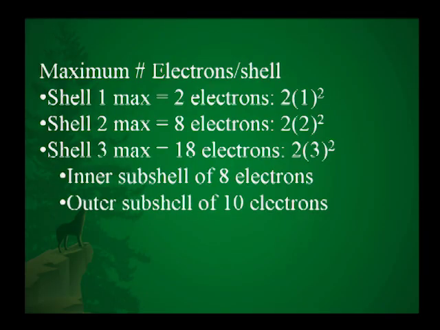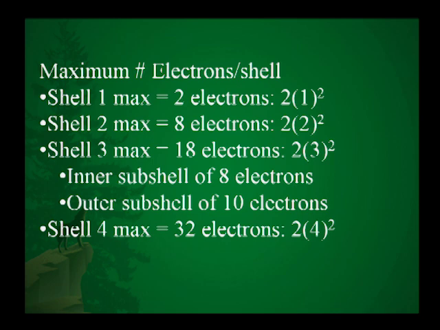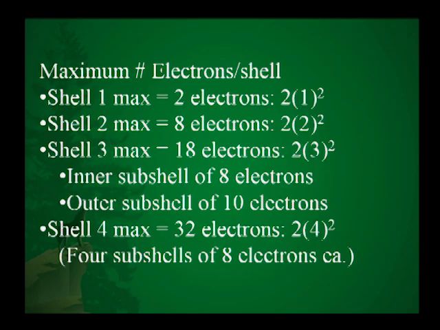For example, shell 3 has an inner subshell of 8 and an outer subshell of 10, and that inner subshell has to fill first, and then we move into the outer shells. Shell 4 holds a maximum of 32, but that's composed of subshells of 8 also, 4 subshells of 8. Again, I would just expect you to know the maximum number in each shell and not necessarily know which ones have subshells, but it does get a little more complex as we move out.